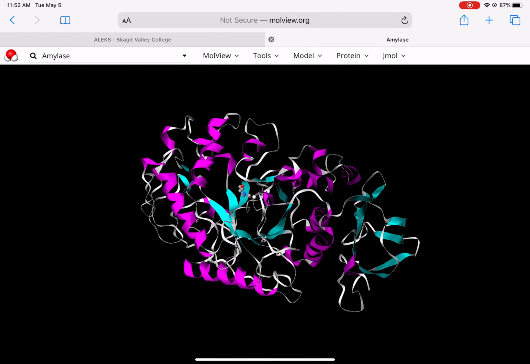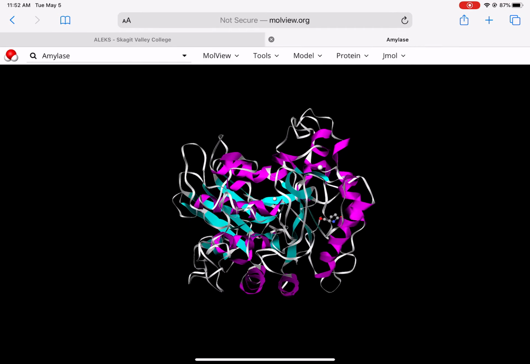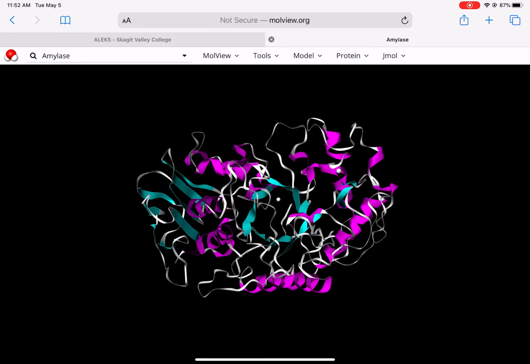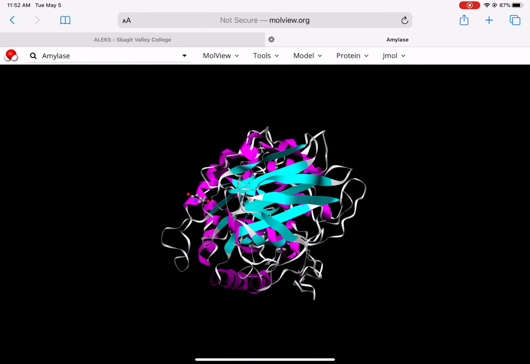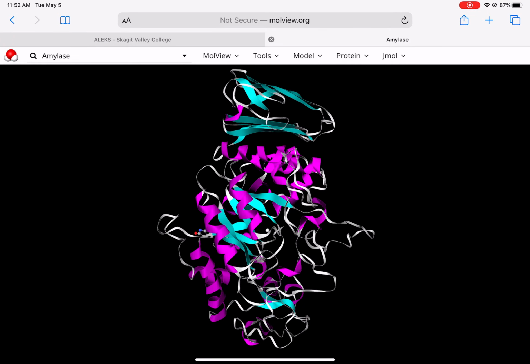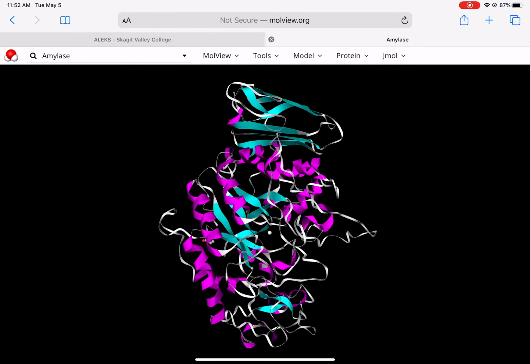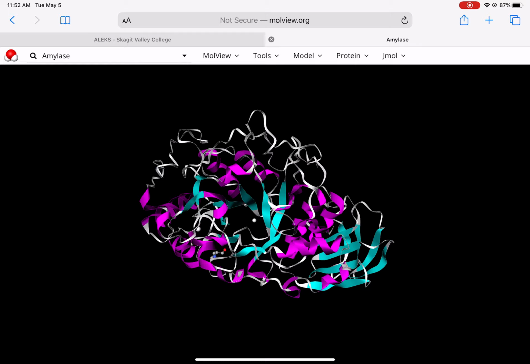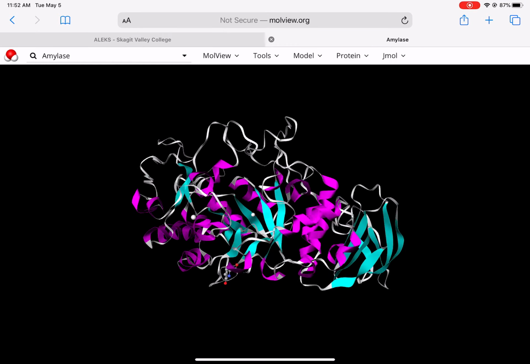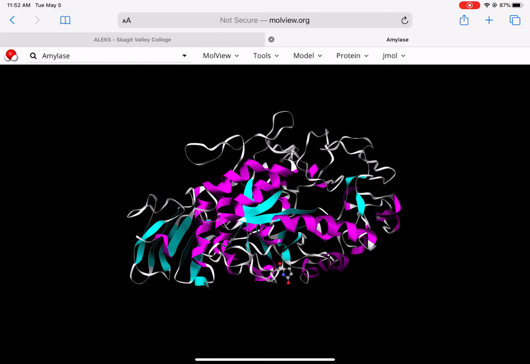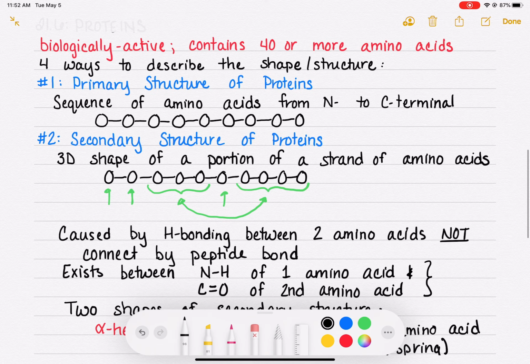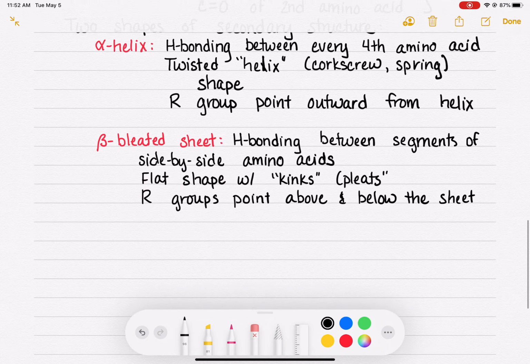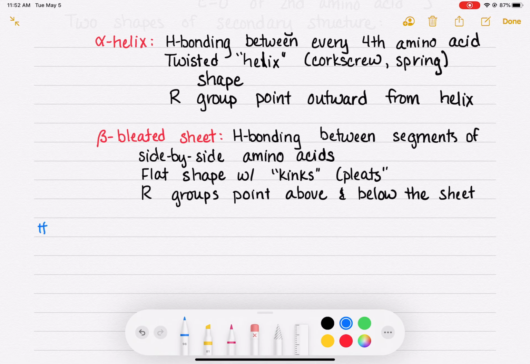So as you can see from amylase, from this particular protein, as it twists itself into alpha helixes and folds itself into beta pleated sheets, it also kind of scrunches itself up into a wad. It's not really a sphere, but it just kind of munches itself up into this shape. And this mushed up, crunched up shape is the next level of description of a protein. So number 3, the next way that we would describe the shape of a protein. And this is called the tertiary structure.